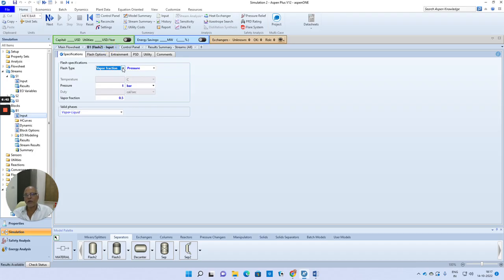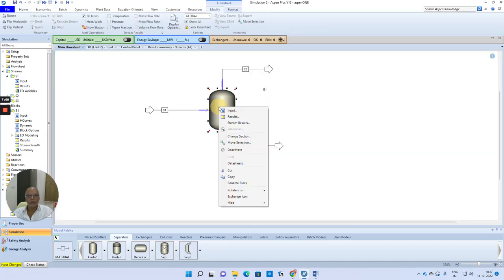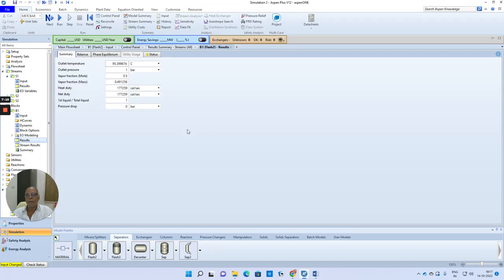Now instead of specifying vapor fraction and pressure, I am going to specify the temperature that was just calculated and try to run this problem. So what should we get? We should once again be able to get the same pressure. The flash column should be able to give you 50% vapor and 50% liquid. One more thing, let me go back and check this result as well.